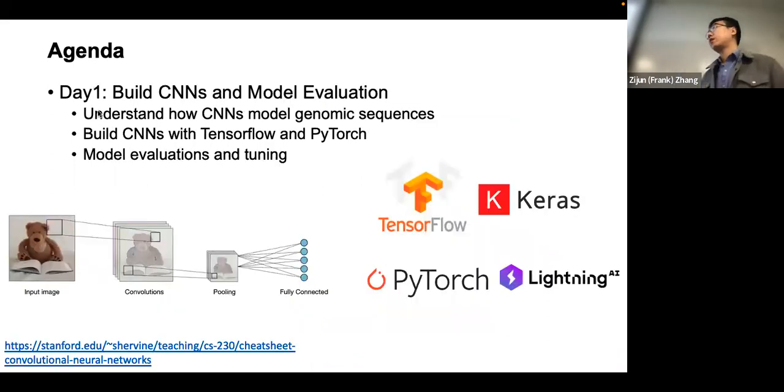Basically, this is a two-day workshop, and on the first day, we'll use two popular deep learning frameworks to build a simple convolutional neural network. Those two frameworks are TensorFlow, which has been popular for almost the last decade, and PyTorch, which is really catching up and gaining popularity in the past 3 to 5 years, and is especially popular in the research field.